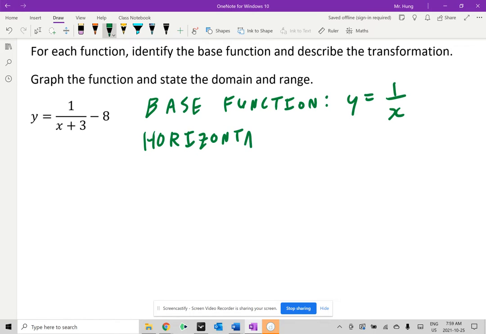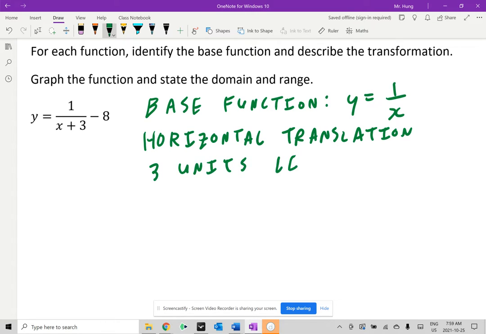Mathematically, you have to write horizontal translation, 3 units left. And if you think about the second transformation, there's a minus 8 outside of this fraction. And that just means go down by 8 units, or mathematically, you would write vertical translation 8 units down.